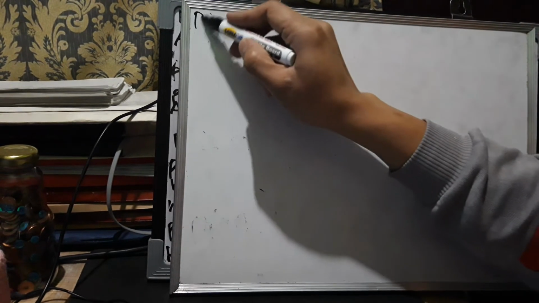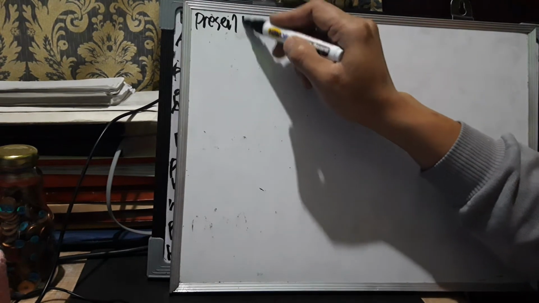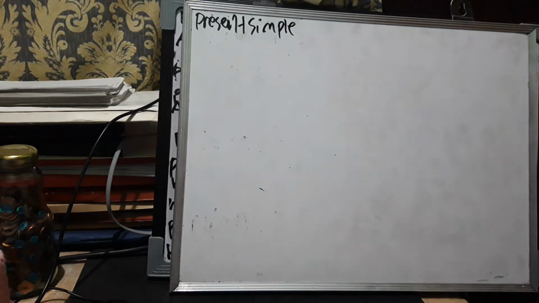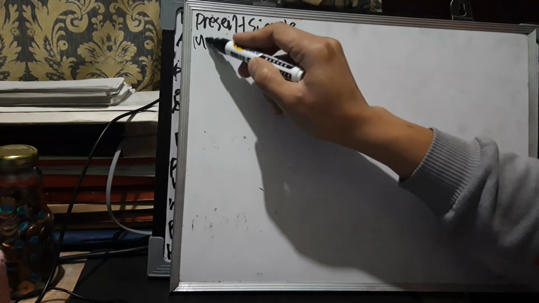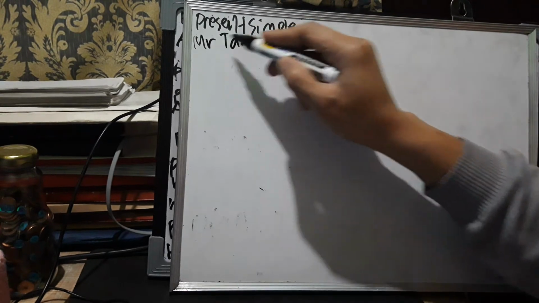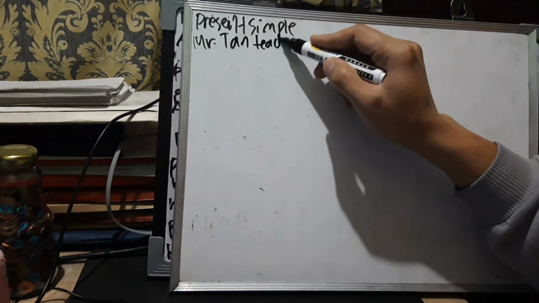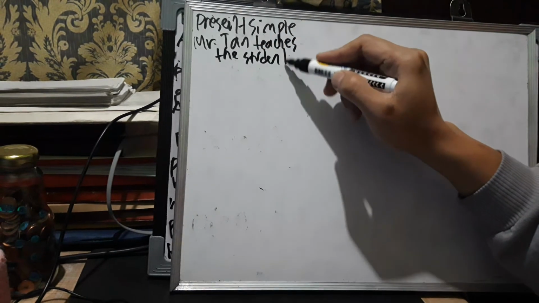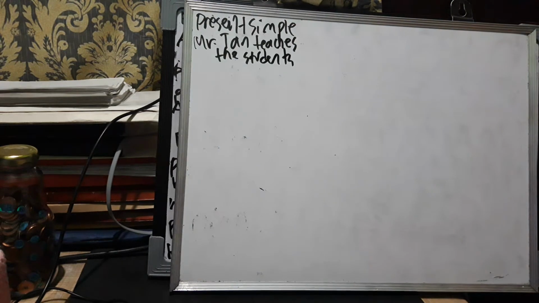Okay, let's have the present simple. So again, the pattern is: if the subject is singular, you put s or es. If it's plural, use the base form. And then the passive form, we have the subject plus am, is, are plus the past participle. So how do we say that? Let's say, for example, Mr. Tan teaches the students. So that is the active form of present simple.